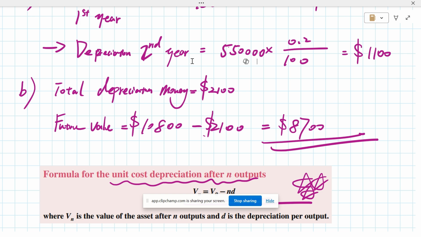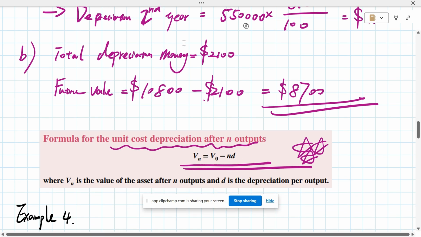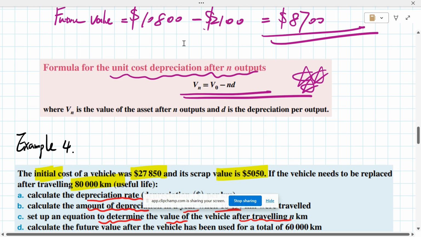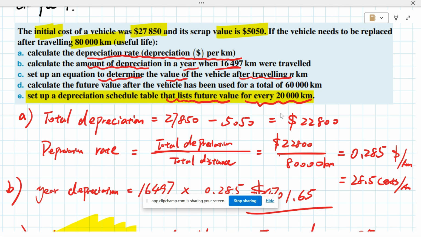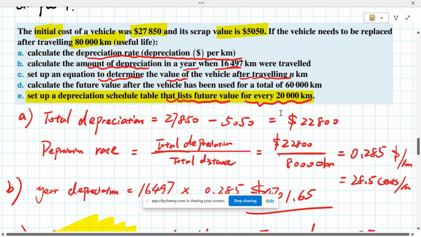That could help you guys, and then we can move on to unit cost for n outputs, where we're using Vn equals V0 minus n times d. For this question, have a look: we have a vehicle worth $27,850 and a scrap value of $5,050, that has traveled 80,000 kilometers. Now we're going to try to find the depreciation rate in dollars per kilometer.